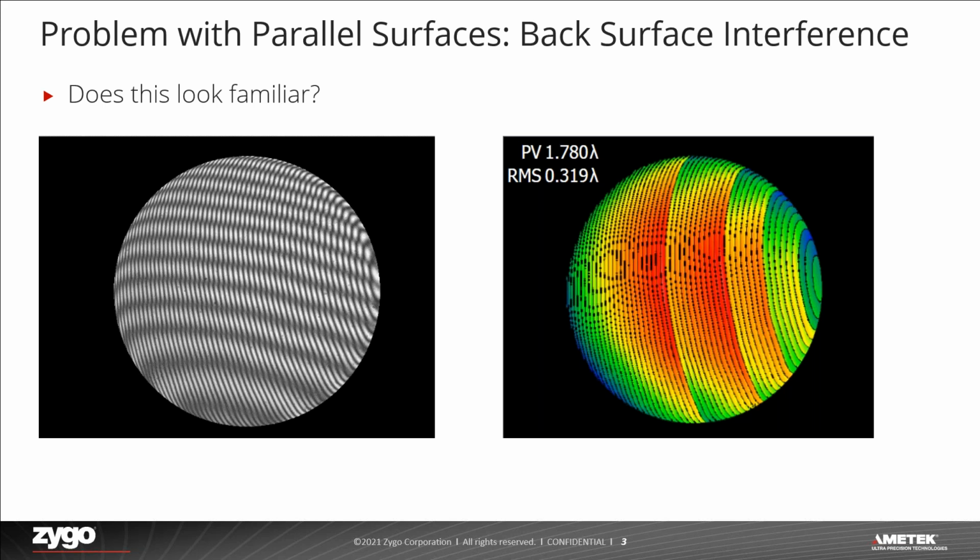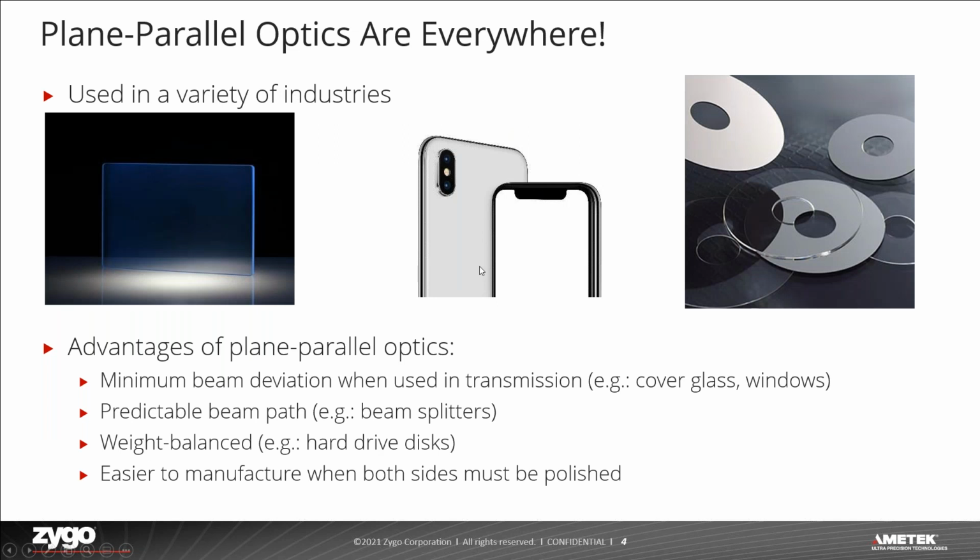The reason for this is that you're getting interference from the back surface. That's what the second fringe pattern is. This is caused by having a plane parallel optic. So, easiest solution, let's just not use plane parallel optics. Unfortunately, plane parallel optics really are everywhere.